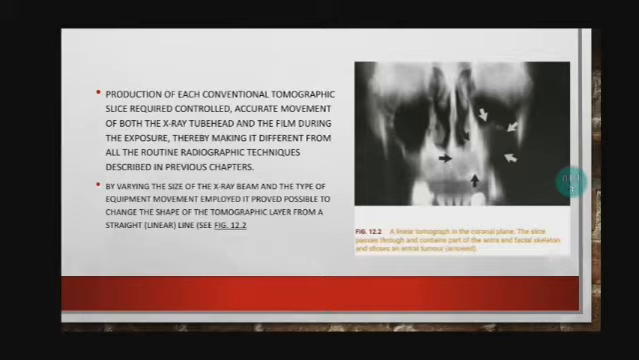Production of each conventional tomographic slice required controlled, accurate movement of both the X-ray tube head and the film during the exposure, thereby making it different from all the routine radiographic techniques described in previous chapters.